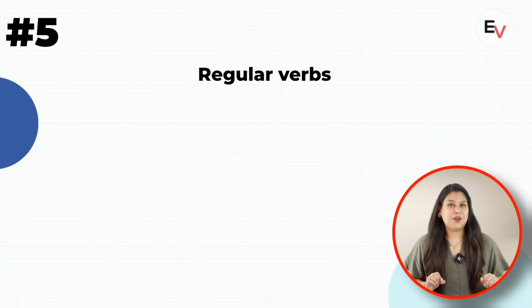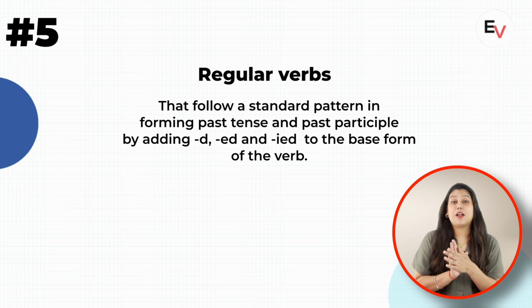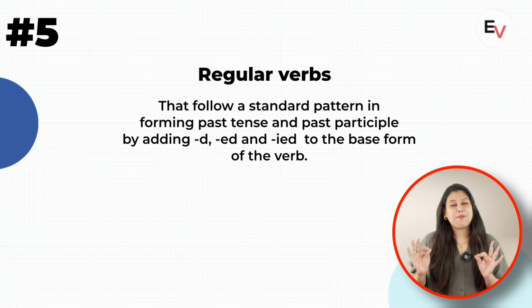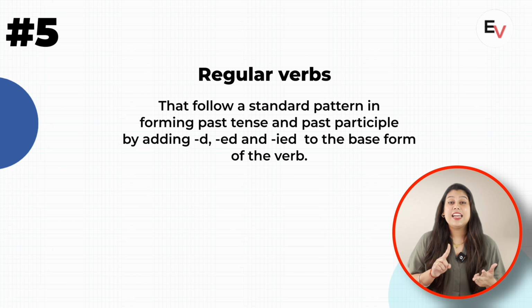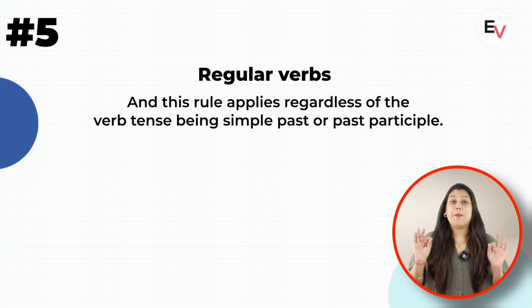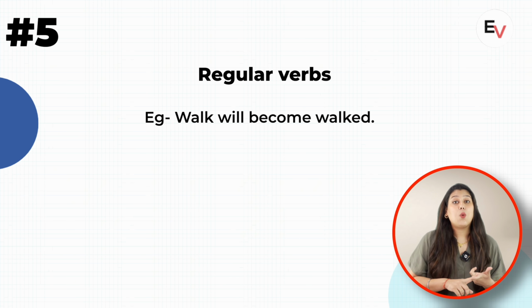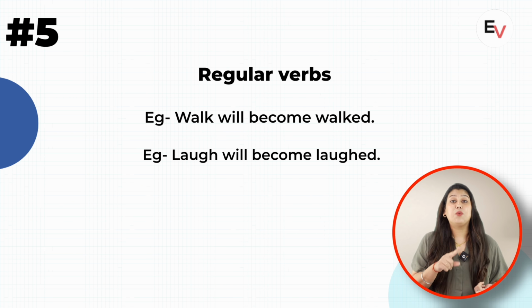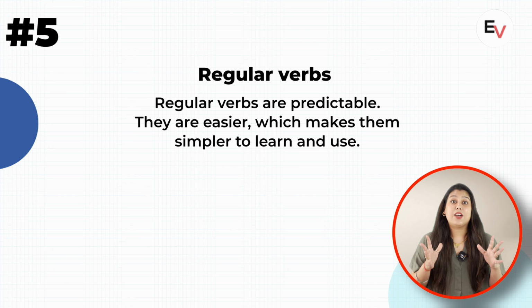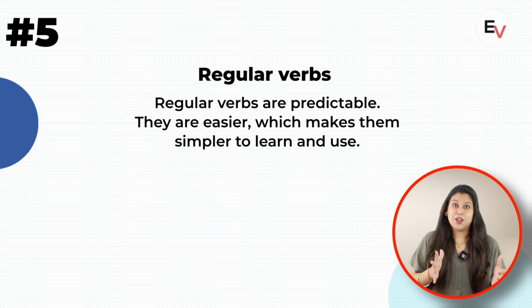Let's start with regular verbs. Now, regular verbs are verbs that follow a standard pattern in forming past tense and past participle by adding D, ED and IED to the base form of the verb. And this rule applies regardless of the verb tense being simple past or past participle. For example, walk will become walked, laugh will become laughed, study will become studied. See, regular verbs are predictable, they are easier, which makes them simpler to learn and use.